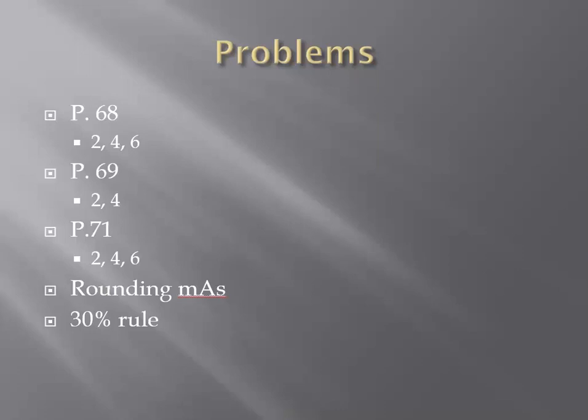So now we're going to look at some problems on page 68. The instructions at the top of the page say, if the technique chart states that you should use a particular mAs for a procedure at a specified distance and you must change the distance, what new mAs would be required at the new distance listed in the problems below. So we're going to look at numbers 2, 4, and 6.